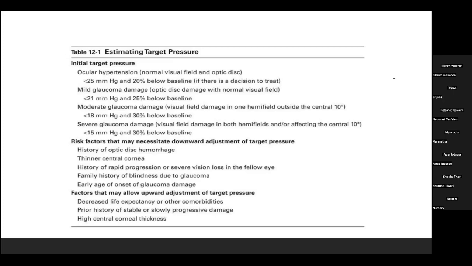And number two is risk factors that may necessitate downward adjustment of the target pressure. And third is factors that may allow upward adjustment of the target pressure, like decreased life expectancy or other comorbidities, prior history of stable or slow progressive damage, and high central corneal thickness. In such cases, we may have a higher target, like we may not want to have single digits of the IOP. Maybe we are good with double digits.